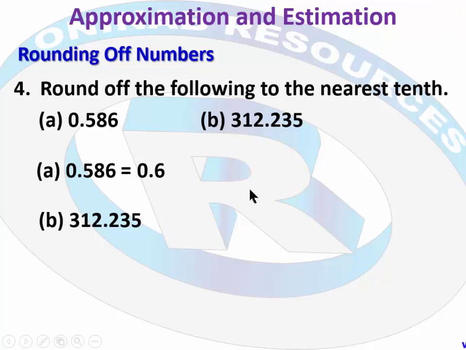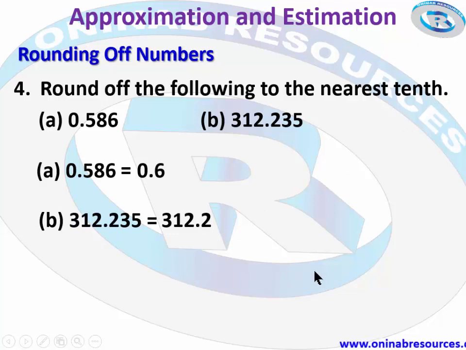312.235. To the nearest tenth, I told you it's to 1 decimal place. So we're interested in 312.2. Then we check the next digit, which is 3. That one is going to be rounded down. So it will not have effect on our final answer, which is 312.2 to the nearest tenth. So that's all for problem 4.